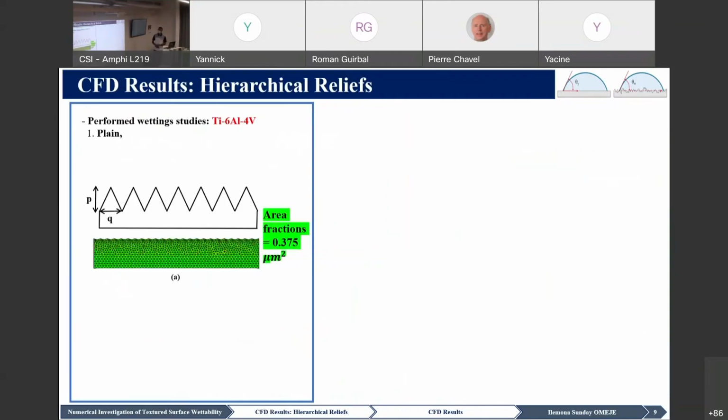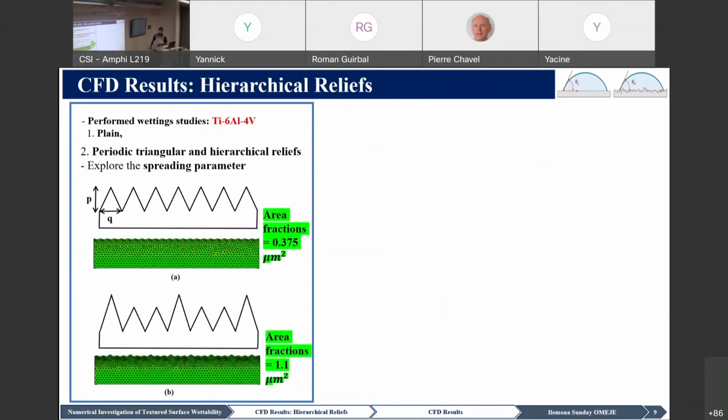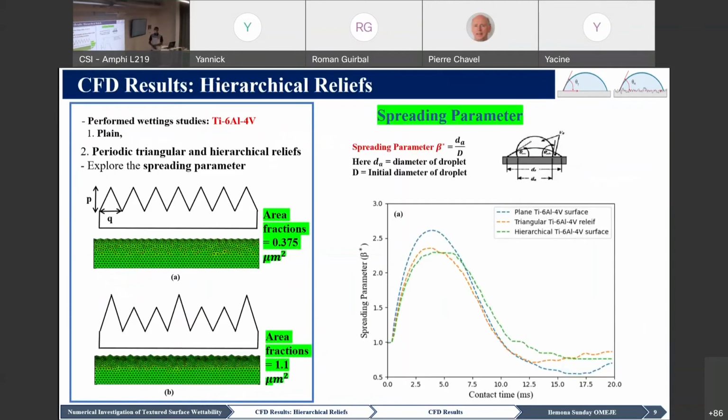So this is the triangular surface we created on titanium, and then we created a hierarchical relief on the same titanium in order to understand the wetting dynamics. And our first result is this.